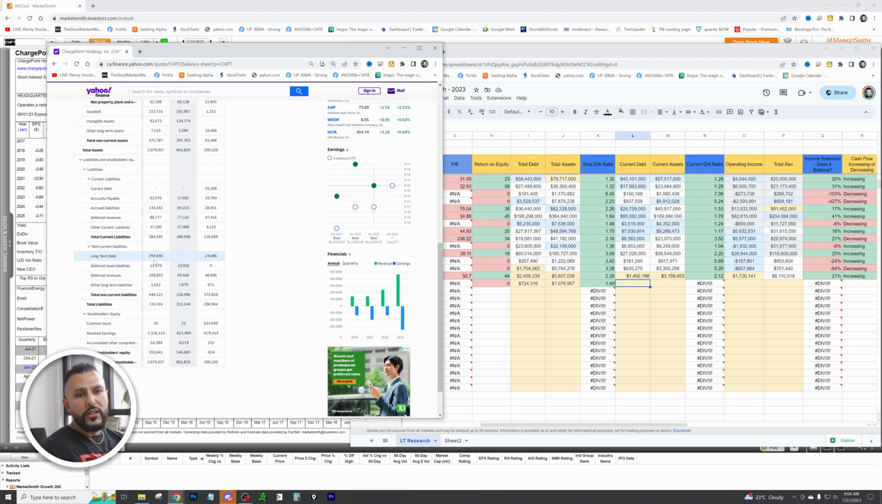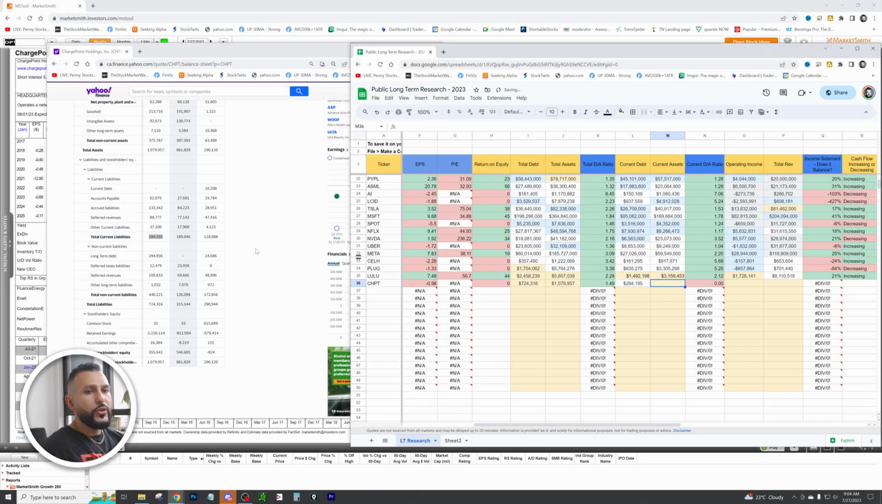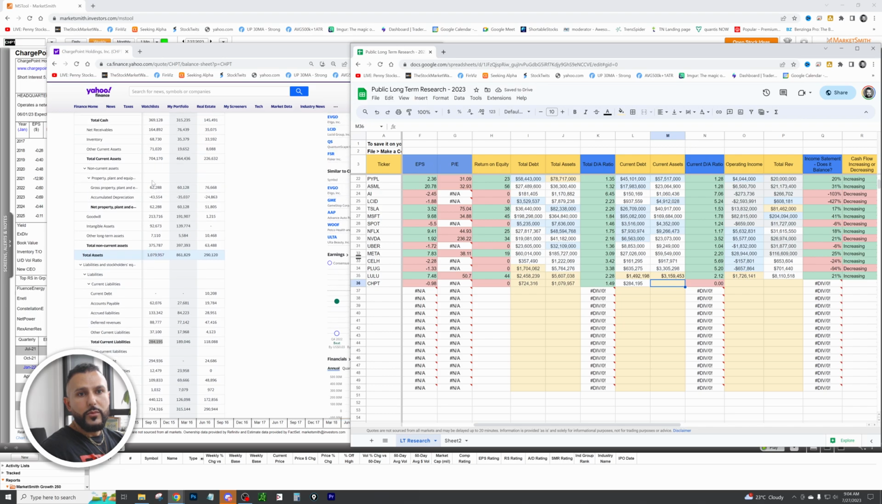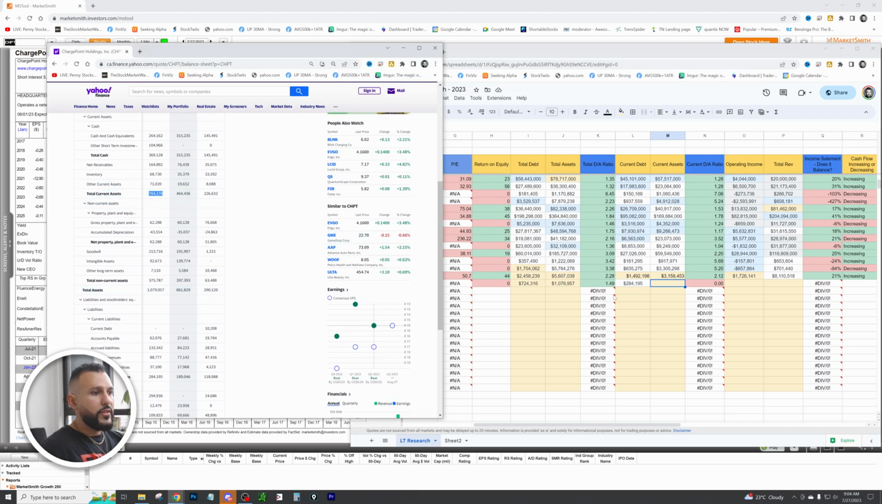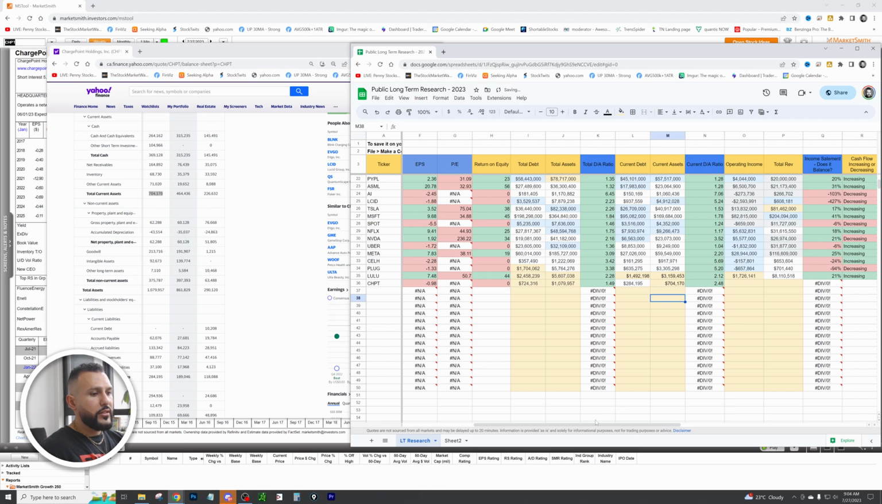Now let's look at current debt. So total current liabilities is 284, and total current assets, we got 7. So again, the total current debt to asset ratio adds up.